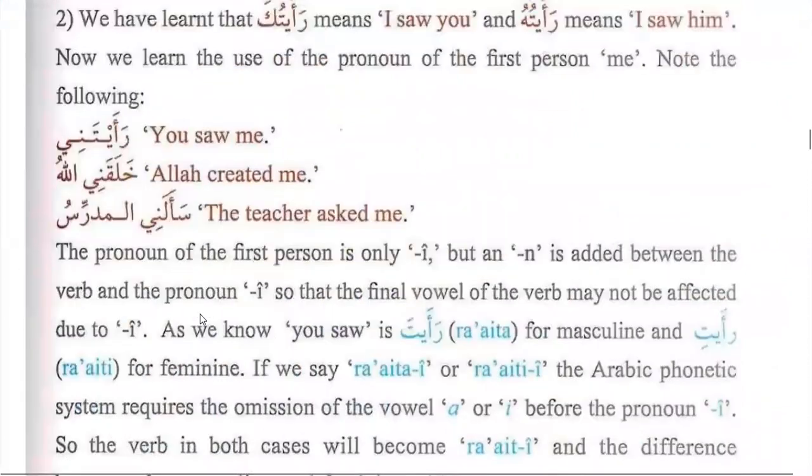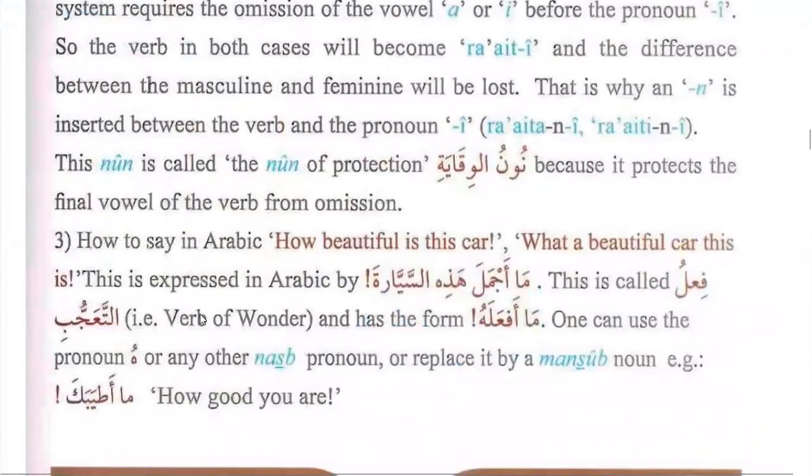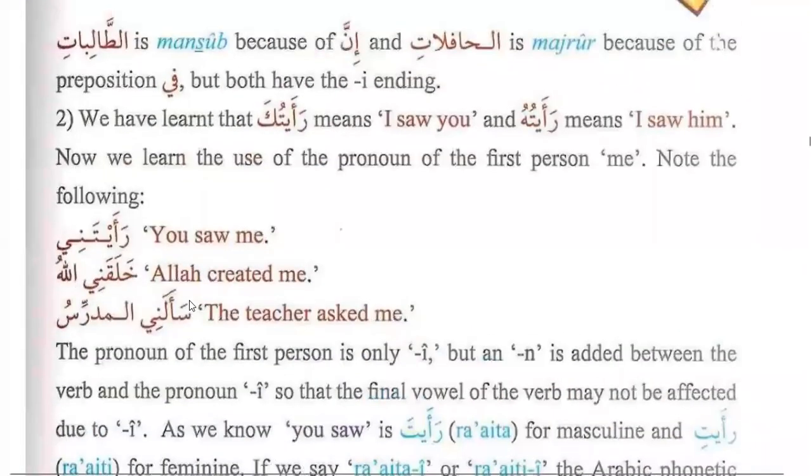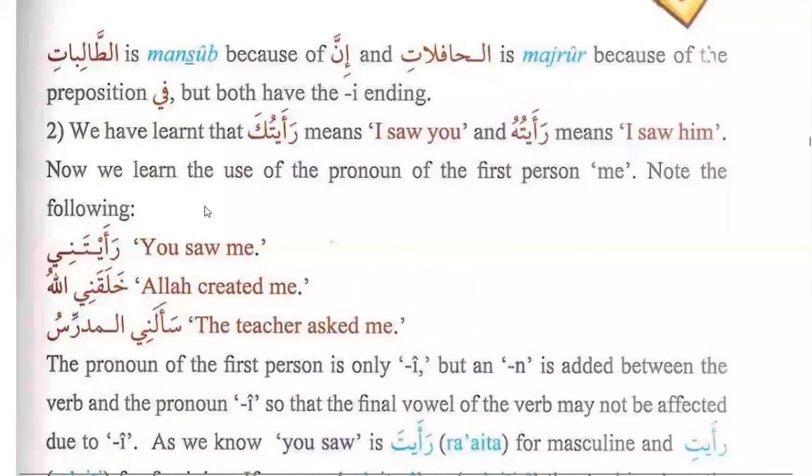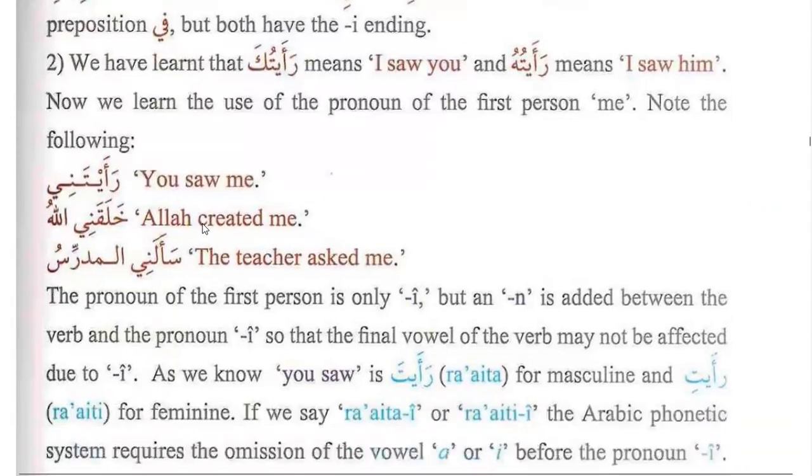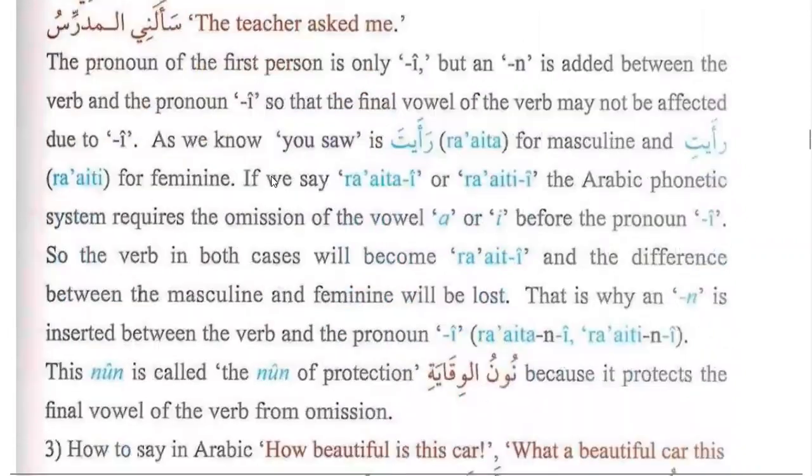Number two. In this point, you will learn that whenever we attach the pronoun ya, first person pronoun, to a verb as a maful bihi, then we need an extra noun between them. So here you see ra'aituka, pronoun is directly attached to the verb. No need to add anything between them. Here pronoun hu is attached to the verb ra'aitu. No need to add anything between them. But when the pronoun ya is added to these verbs, then we need an extra noun between them. So here you see, an extra noun is added. Now we will learn why we are adding this noun here.